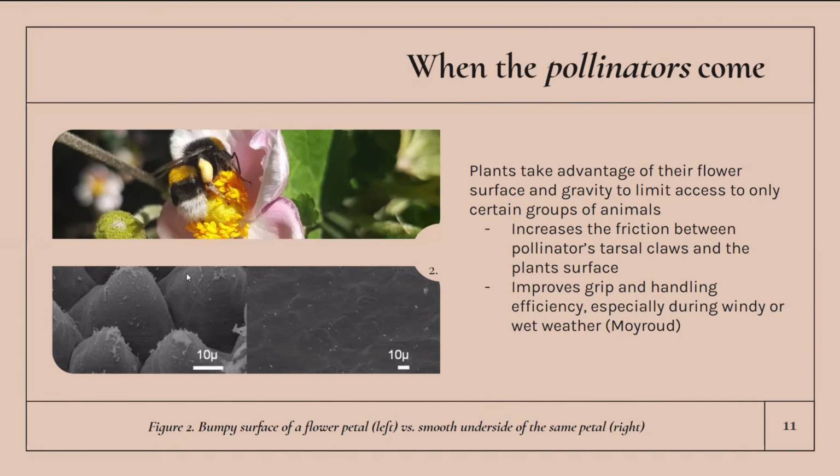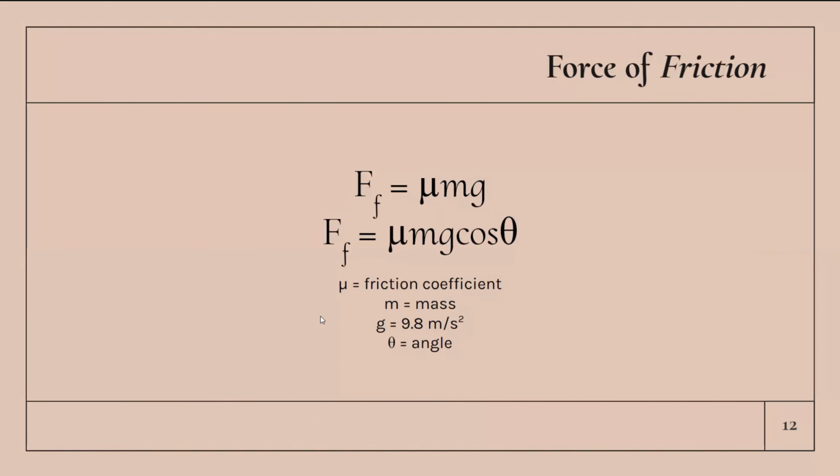Conical cells also increase frictional force between the pollinator's tarsal claws and the plant surface. On the molecular level, the bumpy surface of a petal can interlock with the hairs of an insect's leg, making it harder to move them past each other. The more bumpy and textured the surface is of the flower, the greater the frictional coefficient it has, and thus a greater frictional force.